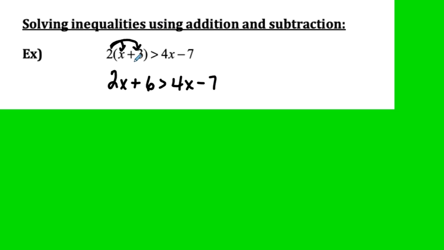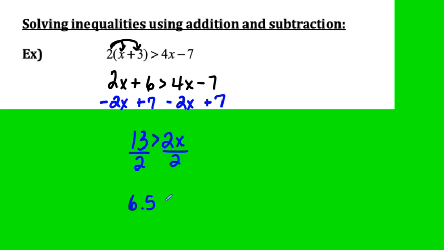Now, here's the one thing I keep saying. You always want the x on the left. So you have a couple options here. You can bring the 4 over, or you can bring the 2 over. So I'm going to do what I would normally do. I always bring the smaller to the larger so you can see what happens. And then I'm going to add 7. So that gives me 13 is greater than 2x, and then I divide by 2. So I get 6.5 is greater than x.